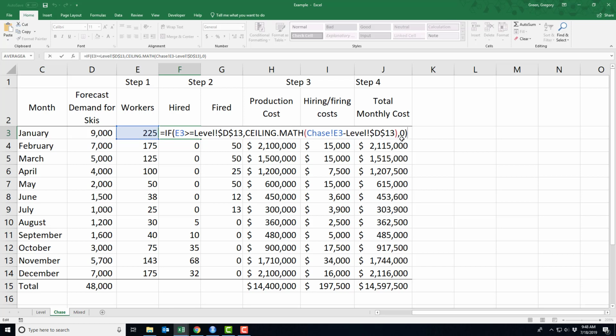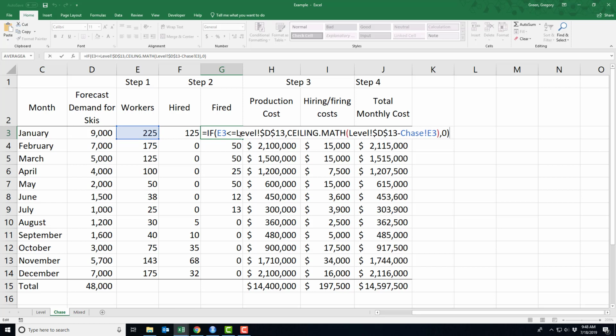If the statement is false, I don't need anybody. I just hire 0. Okay. Similarly, what about firing? Now you see the condition flipped. Okay, now I've got the condition, is the number of workers I need less than or equal to the number of workers I have? If it is, then I need to know how many workers to fire. And that's going to be the number of workers I have minus the number of workers I need.